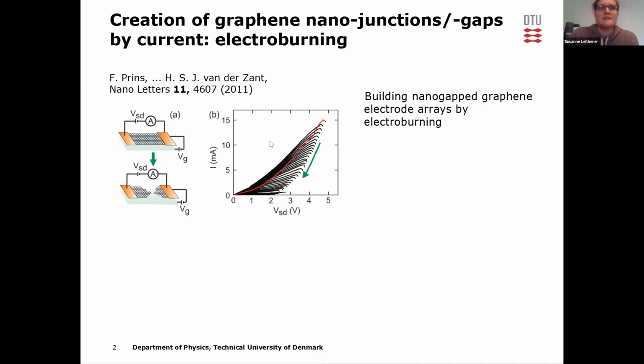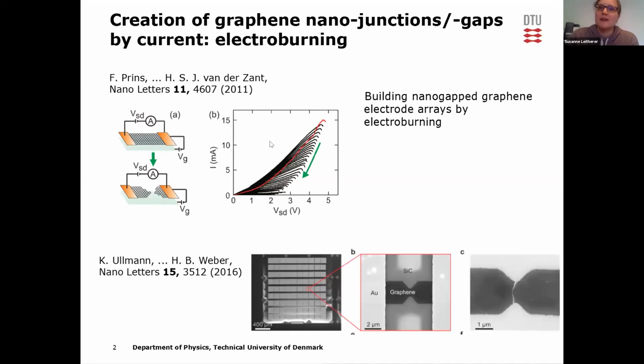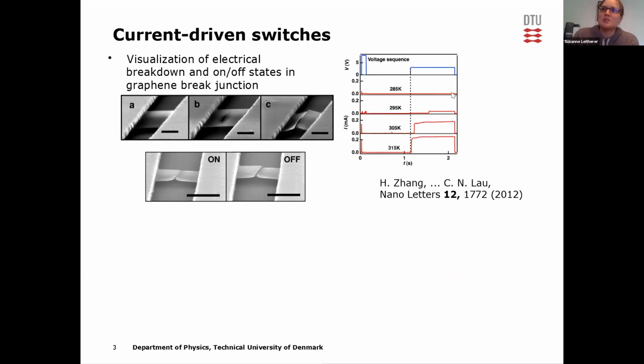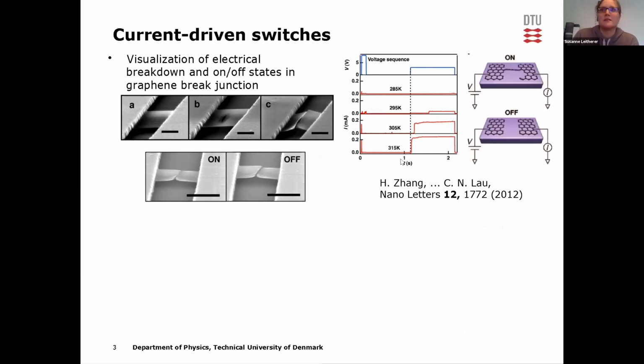These nanogaps are very small, and they can be bridged by molecules, for example, to build single molecule junctions. In a similar way, current-driven switches can be created. In this work, for example, they could establish two states of low and high conductance, between which they can switch using the current. Here you see this switching. It has a temperature dependence, which supports their interpretation that carbon chains are formed and broken in the gap.